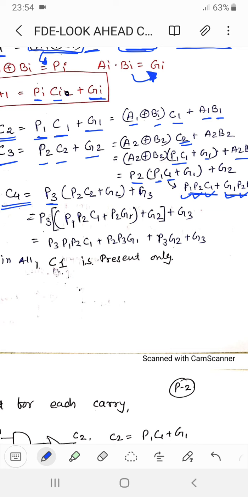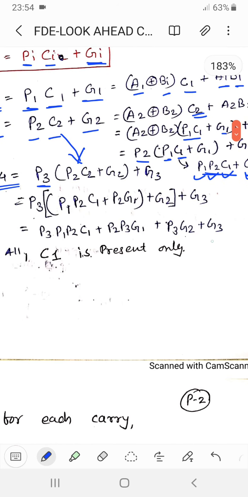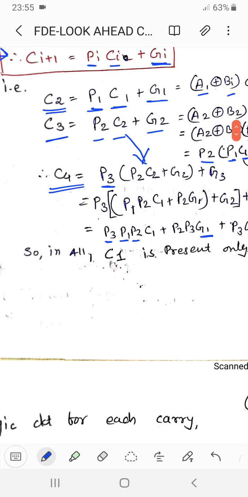P3 into C2 plus G3. So P3 into C3, and C3 is itself P2 C2 plus G2, plus G3. So again, if we finally simplify it, put it in your mind. See the generated G3, G2, G1 from right to left, while P1, P2, P3 means here there is a fourth block of full adder.